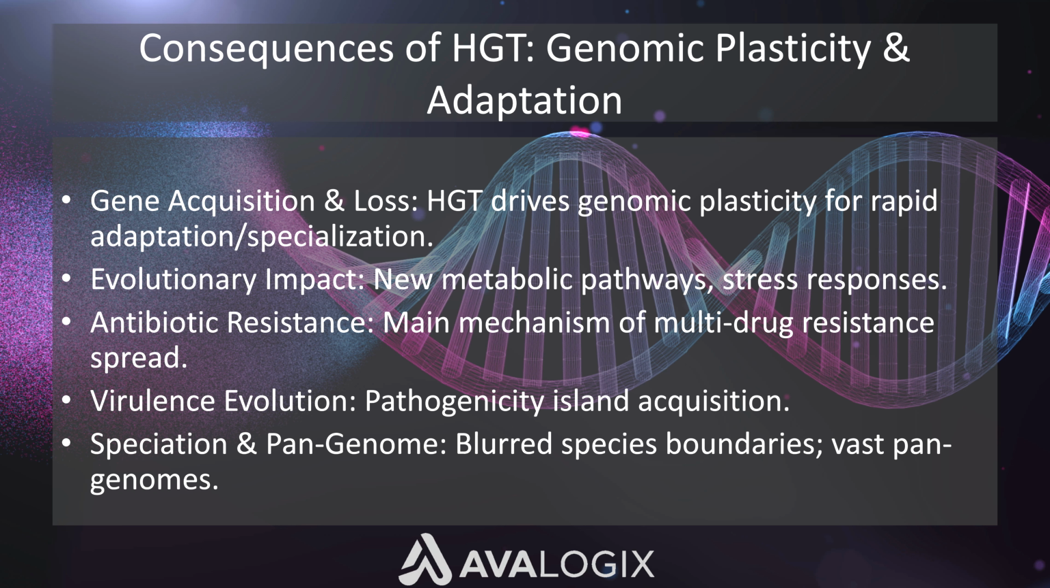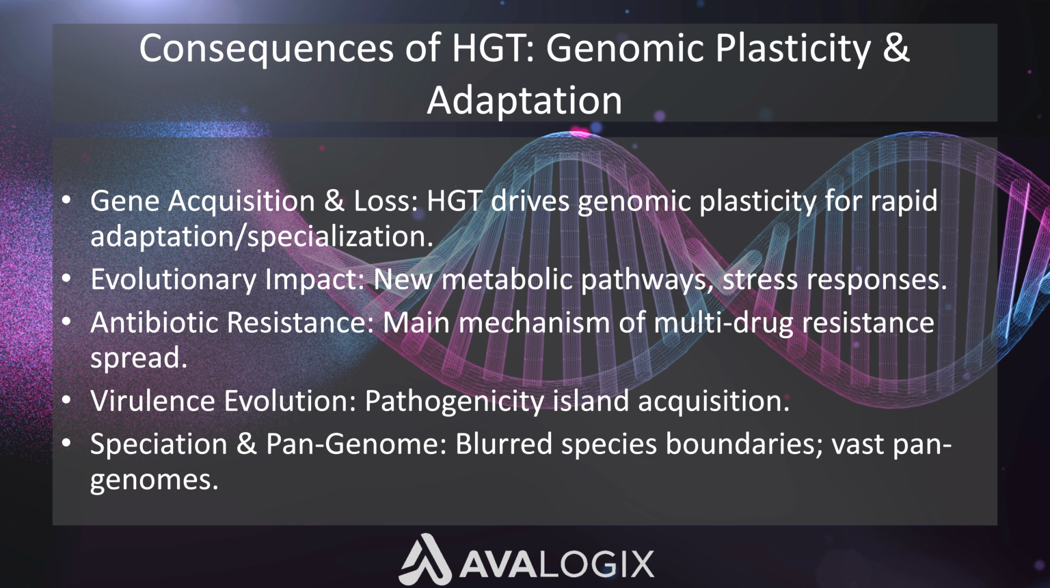Then we have virulence evolution. HGT fuels the evolution of pathogenic traits, such as through pathogenicity islands, large DNA segments encoding virulence factors acquired in single HGT events. And last is the redefining species and the pan-genome.